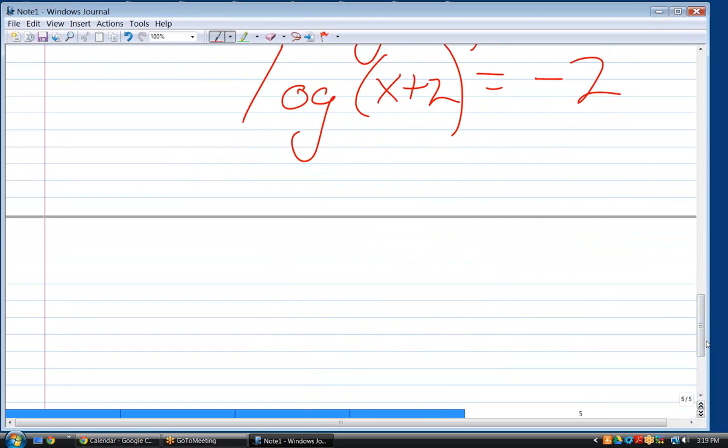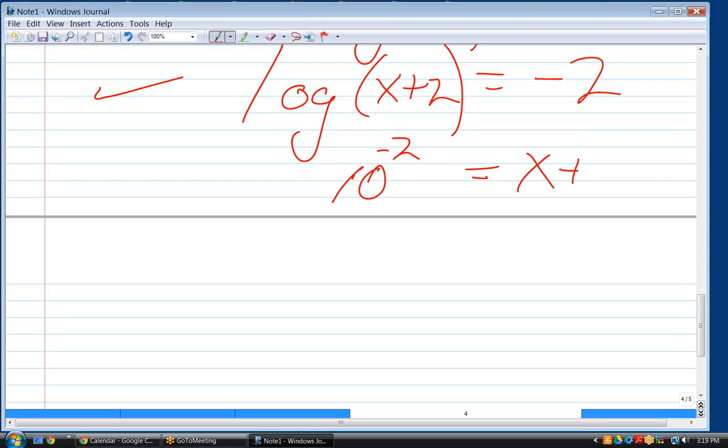The solution to this always lies when you get to this very final step where you have the log of an expression equals a number. The solution always lies in converting it to the exponential expression. So convert that to an exponential expression. So it would be log... No, that's a logarithmic expression. Oh, no, 10 to the minus 2 equals x plus 2. Good. And see, now we can solve for x.